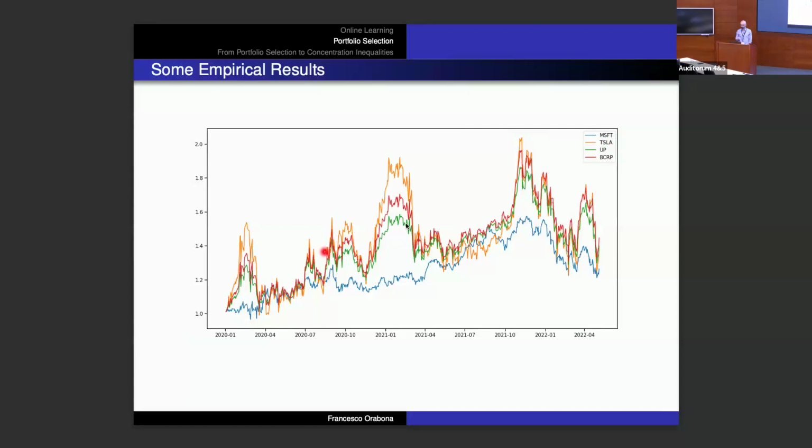And the green line is the performance of the universal portfolio, and you can see it's always very close to the best thing that you should have done.